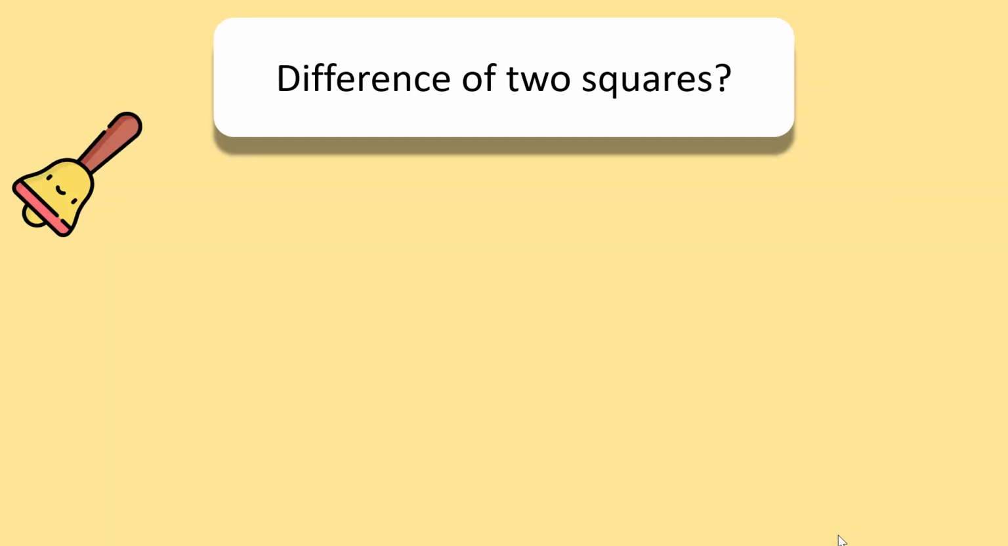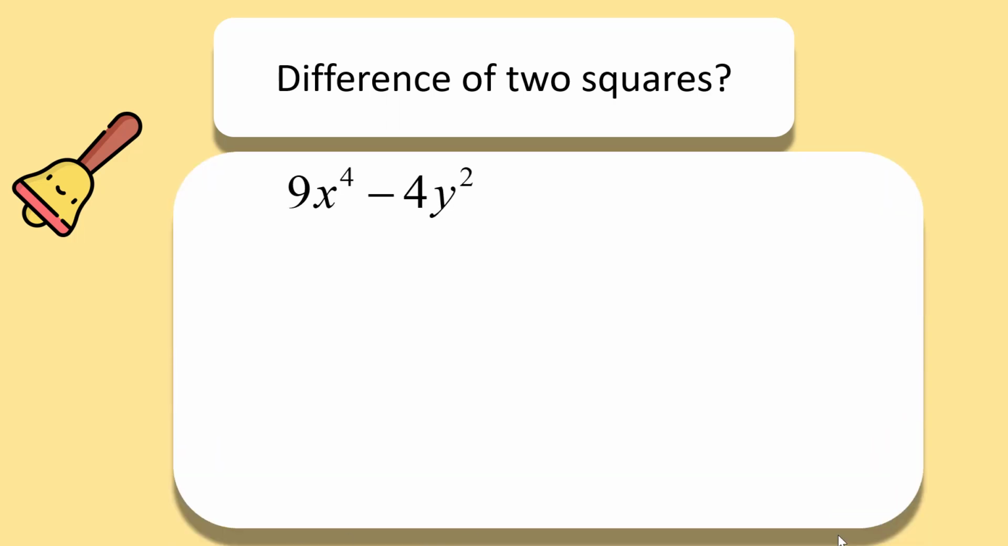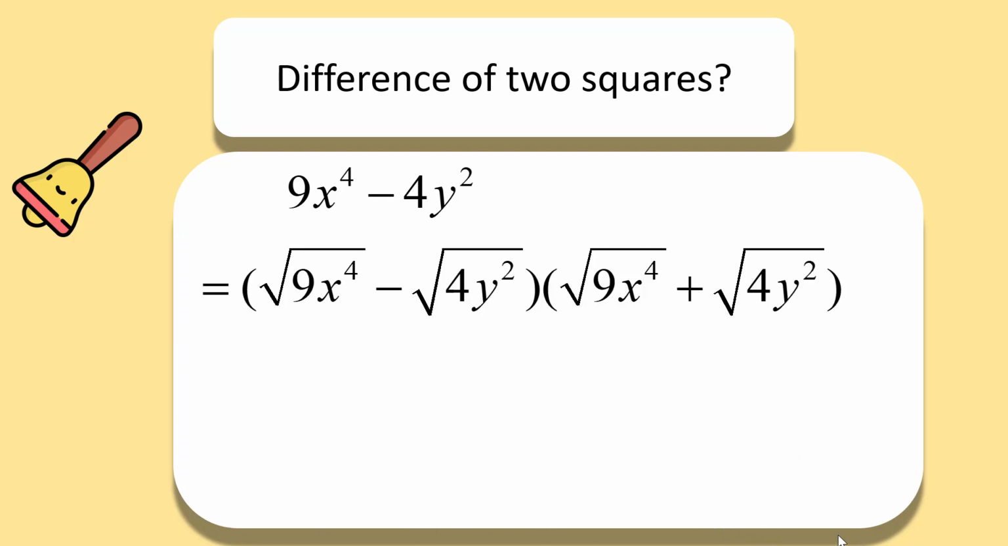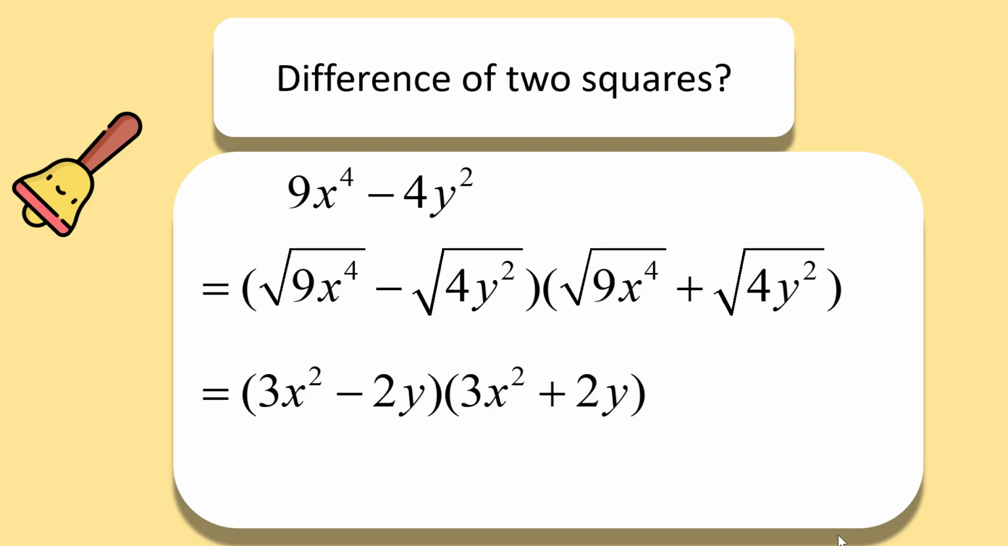Let's check your understanding of the definition by looking at an example. 9x to the power of 4 minus 4y squared. We need to create an equivalent expression. We need to factorize. So we need two brackets with a negative and a positive, and we'll square root each perfect square. And that will be equal to 3x squared minus 2y times 3x squared plus 2y.